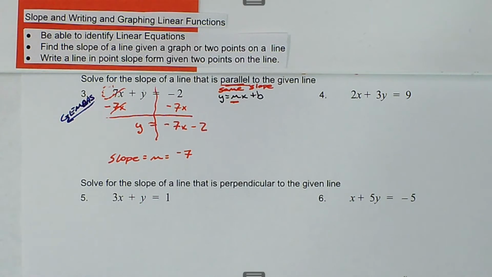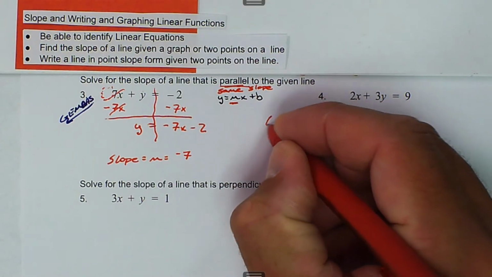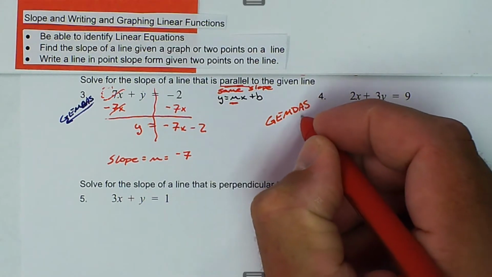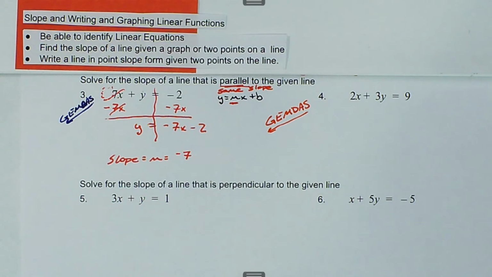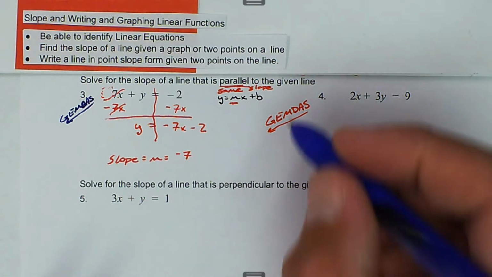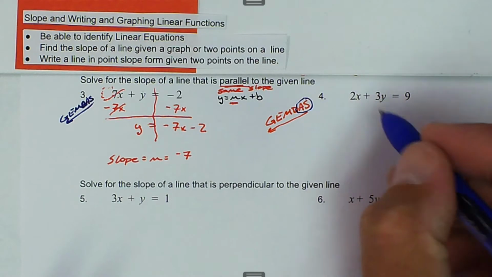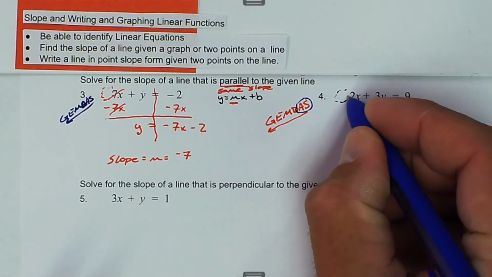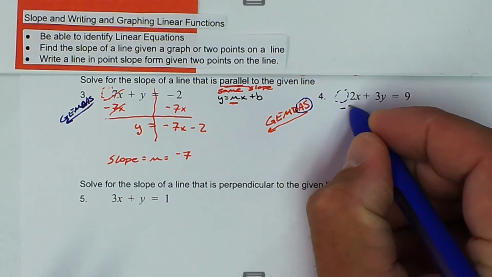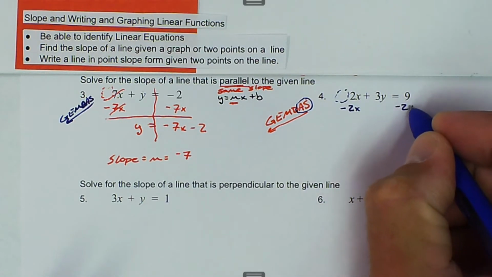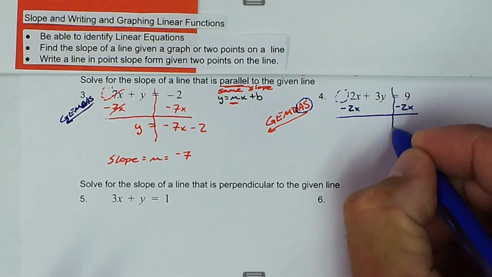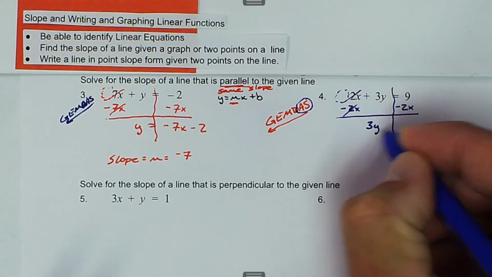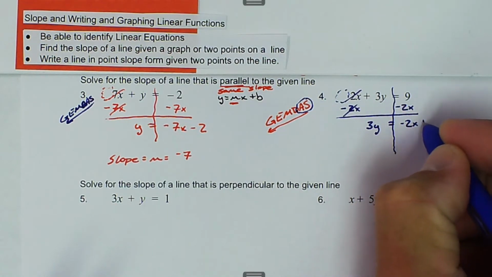And we can do the same thing, still working with GEMDES, starting with addition and subtraction and working to groups. So the first thing we have is addition and subtraction, trying to get the y by itself. So we have an understood positive 2x, so we're going to subtract 2x from both sides. Positive 2x, negative 2x cancel, we're left with 3y is equal to negative 2x plus 9.